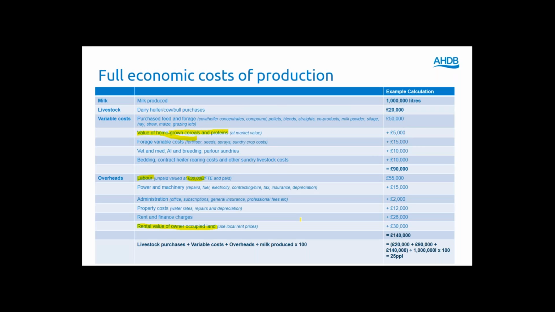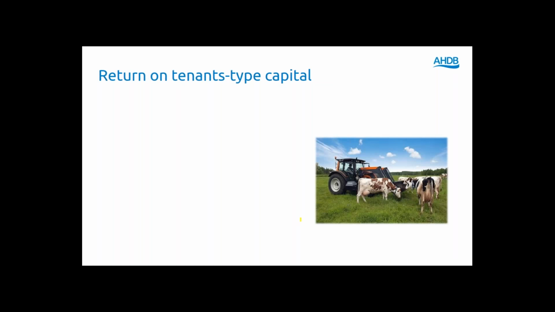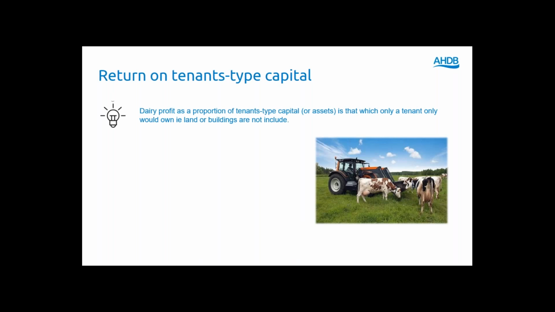Right. Let's move on to return on tenant type capital. So what's the definition of that? Well, that is basically dairy profit as a proportion of tenant type capital, or assets, some people call it, which is only related to what a tenant would own. A tenant wouldn't own land or buildings. If they're full tenant, they wouldn't own land or buildings. So it's only looking at those assets which a tenant would own.